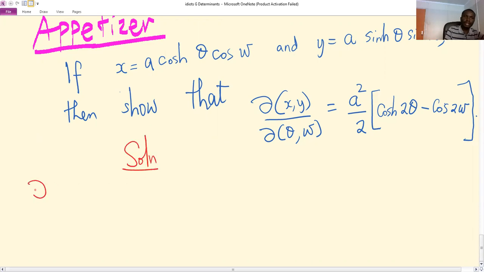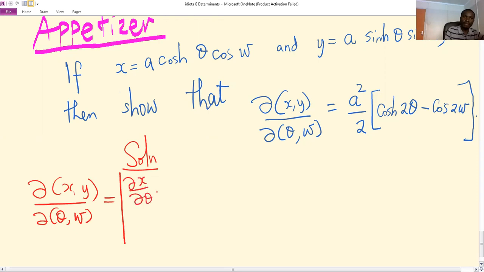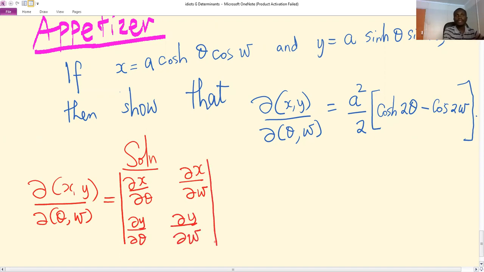By definition, the Jacobian of x, y with respect to theta and omega is the determinant: partial x, partial theta, partial x, partial omega, partial y, partial theta, partial y, partial omega. This is by definition.